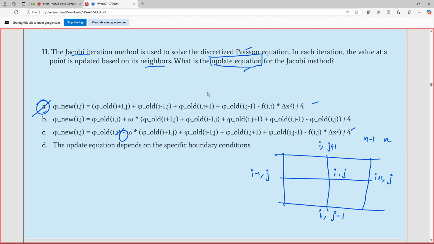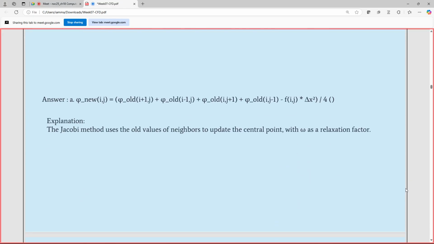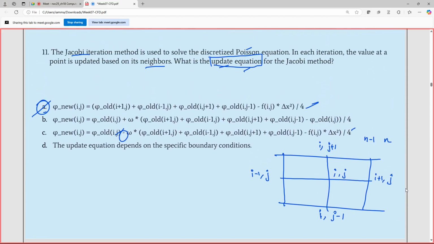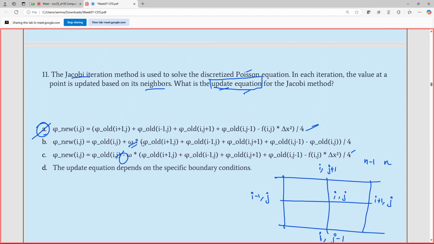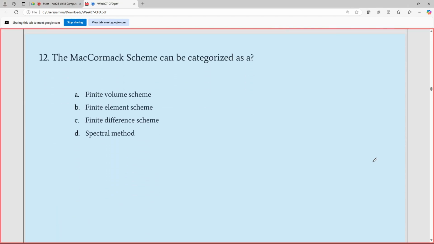So here the update equation for the Jacobi method is given by option A, whereas the omega mentioned in these two options is the relaxation factor. Moving on to the next question.